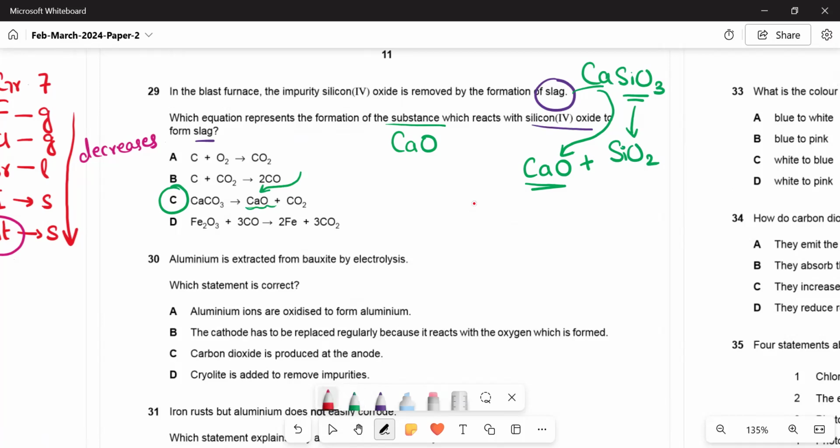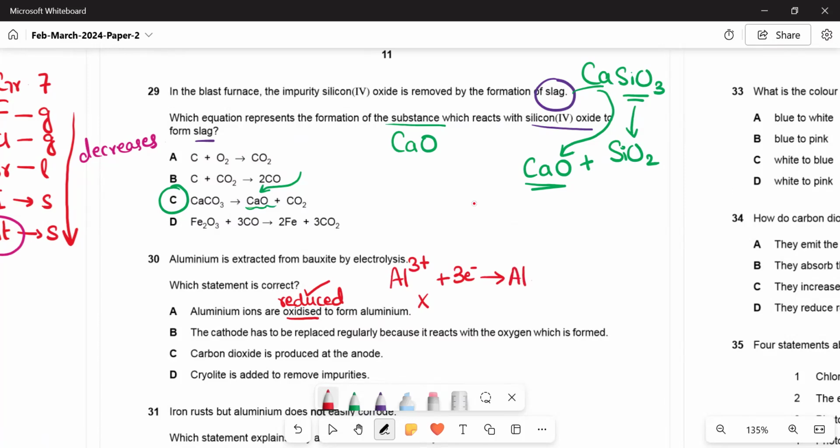Question number 30. Aluminium is extracted from bauxite by electrolysis. Which statement is correct? It is formed by electrolysis because aluminium is a more reactive metal. So which statement is correct? Aluminium ions are oxidized to form aluminium. No, they are not oxidized. They are reduced. Aluminium ions are reduced because we have aluminium 3+, and they gain 3 electrons to become aluminium. And the gain of electrons is called reduction.